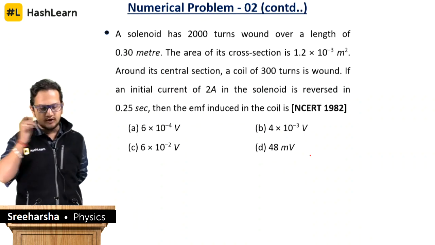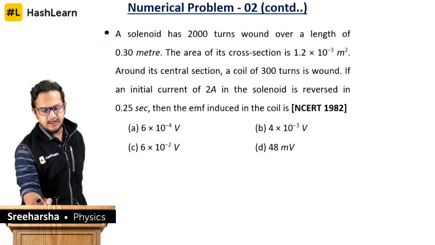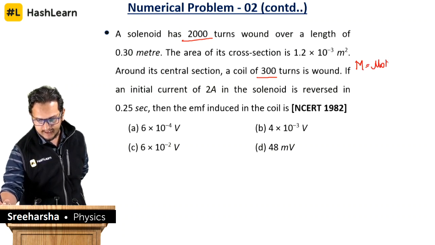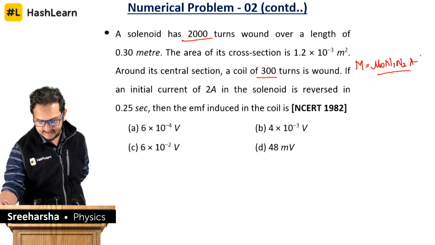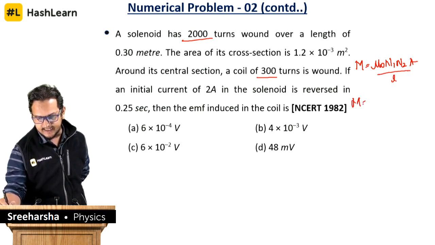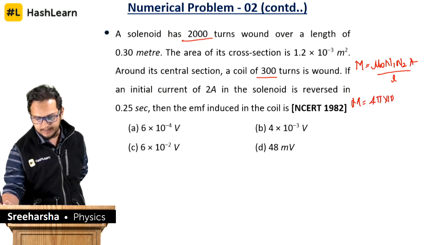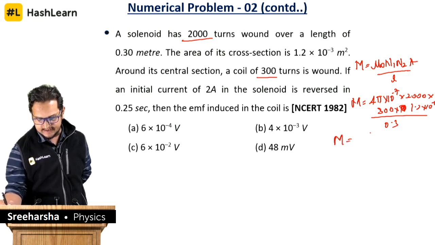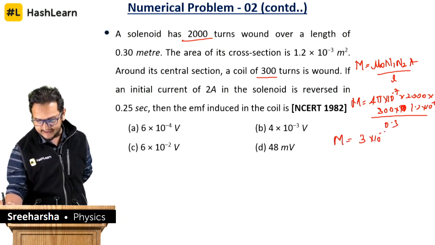The first thing we have to calculate over here is the mutual inductance, because you have two coils. The mutual inductance is given by the formula mu naught N1 N2 A by L, where the length is 0.3 meter. If you solve this, you get 4 pi into 10 power minus 7 into 200 into the number of turns 300, and the area of cross section is 1.2 into 10 power minus 3, divided by 0.3. You get the mutual inductance as 3 into 10 power minus 3 Henry.